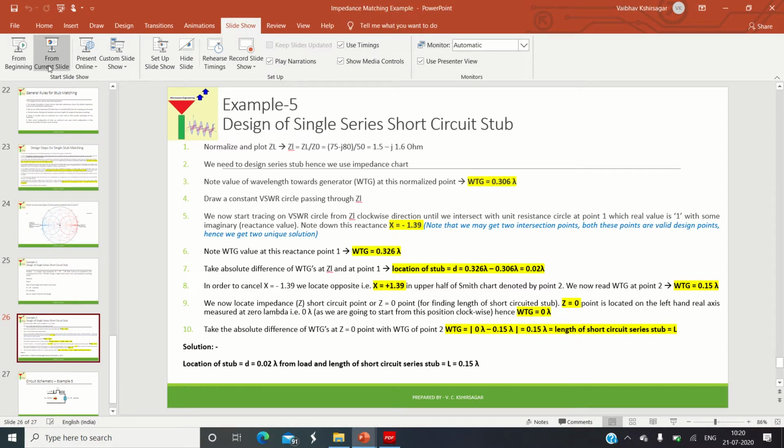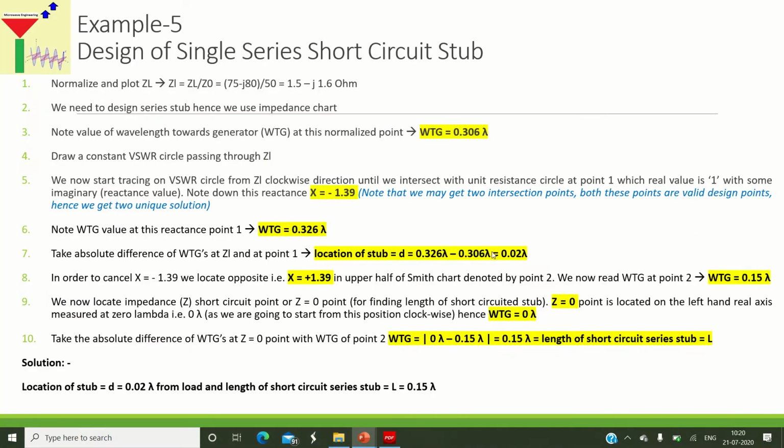I will put it in the presentation mode. Yes, so we need to follow these 10 steps. Though it looks like an exhaustive number of steps, they are very easy to follow. I hope that you are there with your Smith chart and all necessary equipment available. I'll be solving this example manually. I hope you will follow me with the step-by-step procedure, and then we will find our solution together.